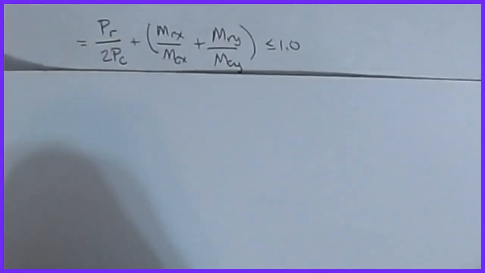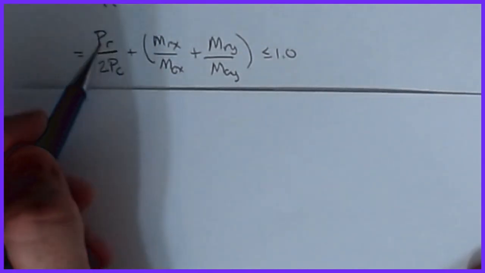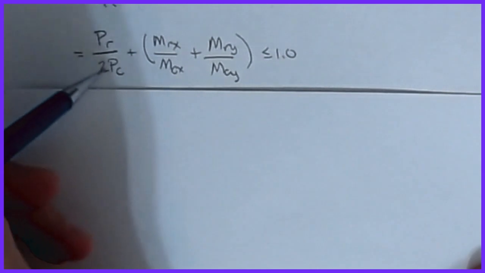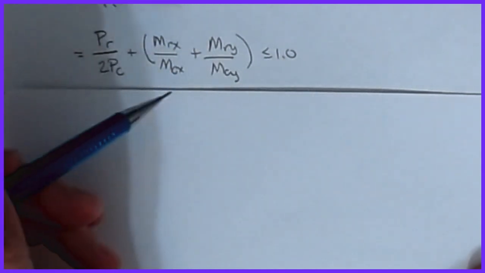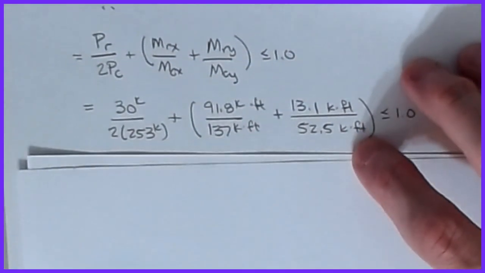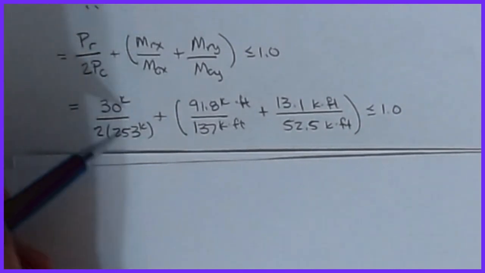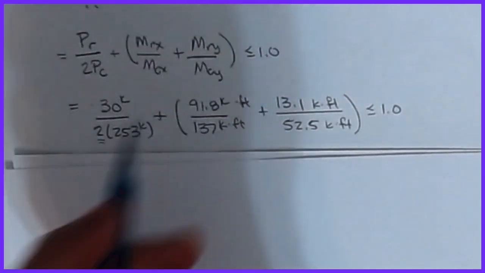I mean, that's all there is to it. You do all this work just to do that one little check to figure out which formula you're in. Okay, and so that formula said that when you're less than 20%, it's PR over 2PC plus the ratios of the moments to their capacities in both the X and the Y direction. So all I'm going to do is take all those values that we tallied up, and calculate 30 over 2 times 253. Again, that's the applied. This is the capacity. Don't forget the 2 that's hanging out there.